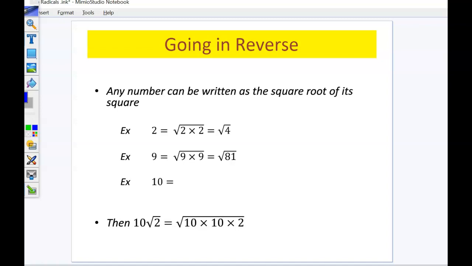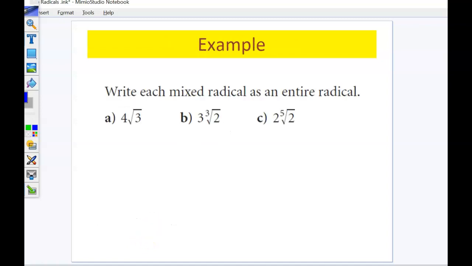Okay, now we want to learn how to go in reverse. So we want to go, how can I write 10 root 2, which is a mixed radical, as an entire radical? Okay, so let's start with 4. Now, if I have a 4 out front, that really means that I must have had a 16 as a factor inside, because the square root of 16 is 4.